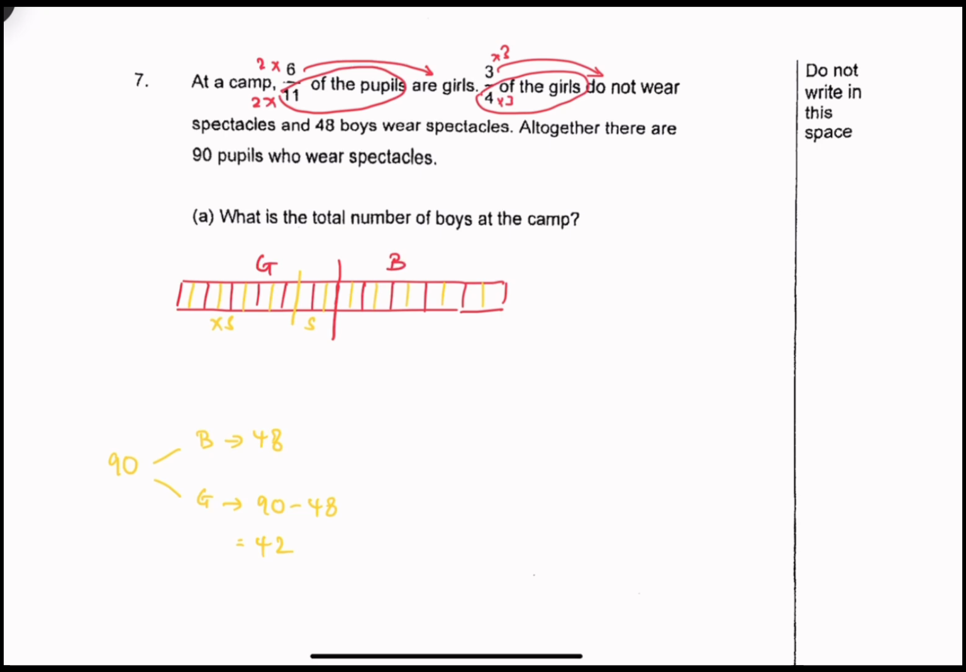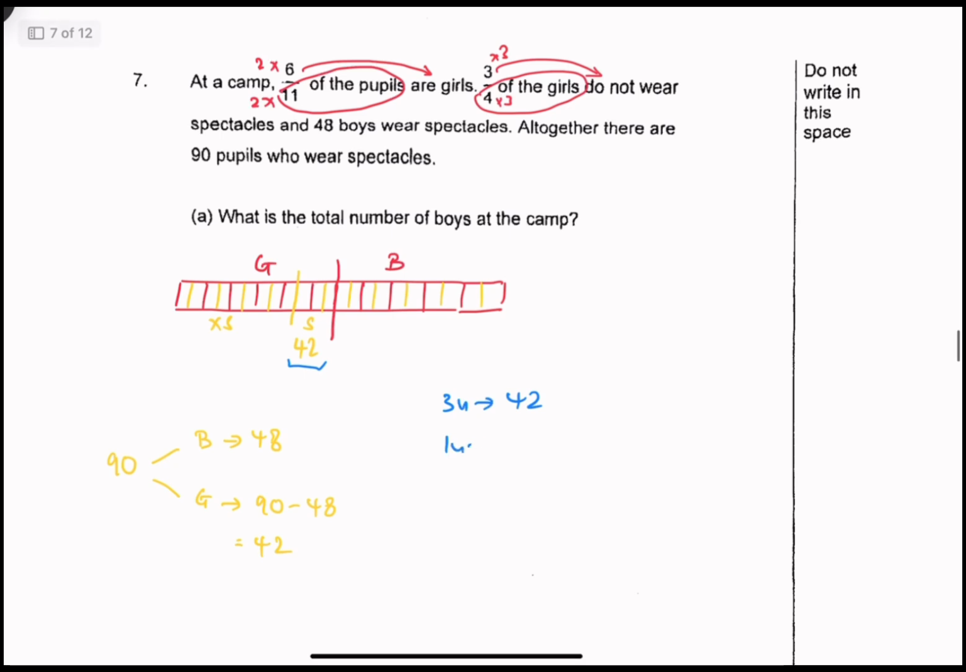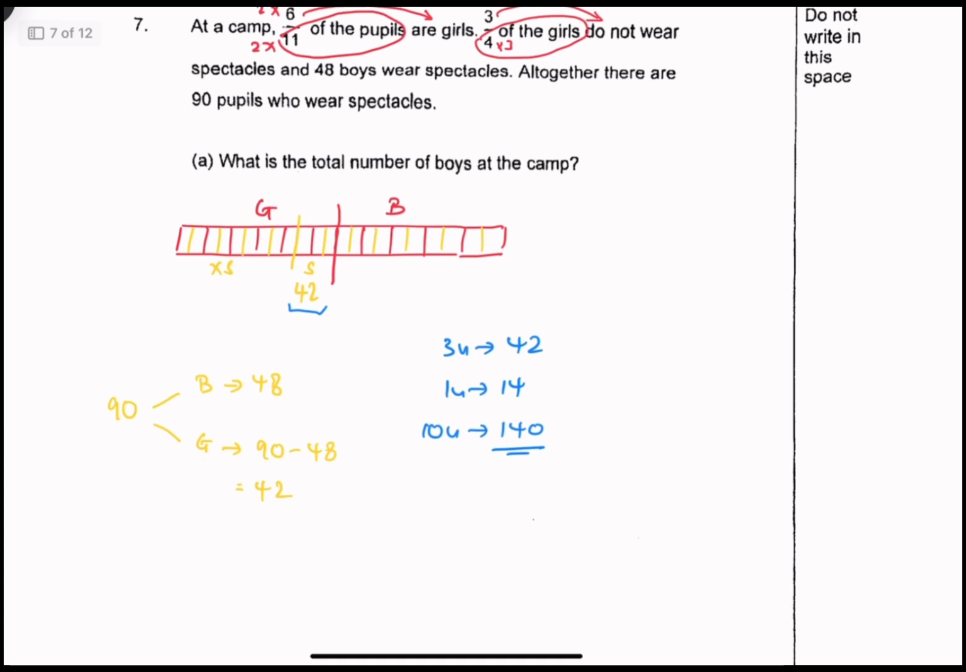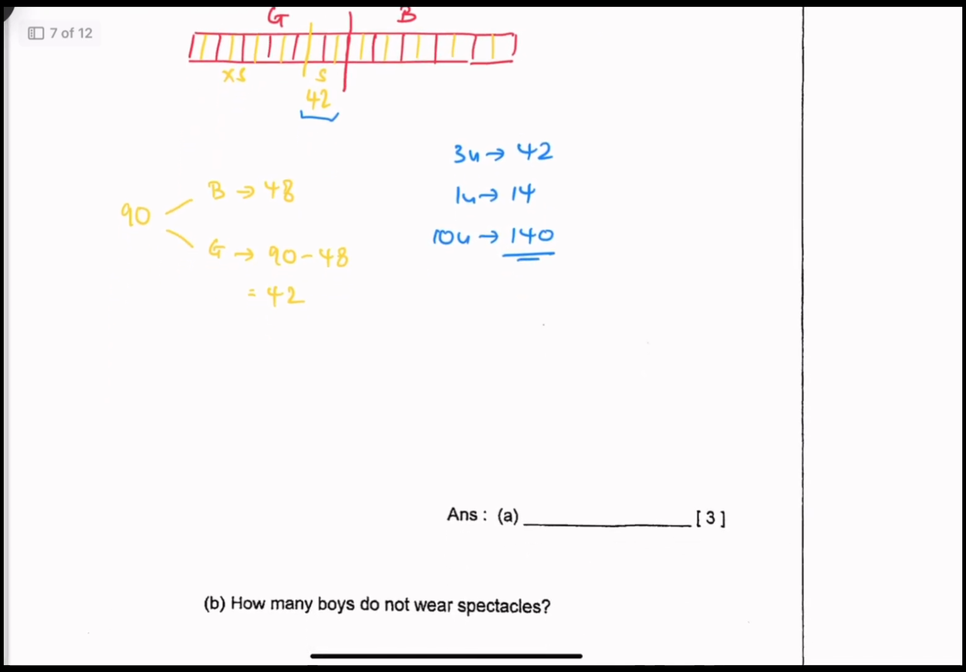Oh, we got a number here. This is 42. So 42 is 3 units. With this, then we will know what is the total number of boys at the camp. Very easy. So let's go back to, let me use blue. Okay, so we know this portion. 3 units is 42. So 1 unit is 14. How many units of boys do we have? We have 2, 4, 6, 8, 10 units. 10 units of boys, so it's 140. So the total number of boys at the camp is 140.